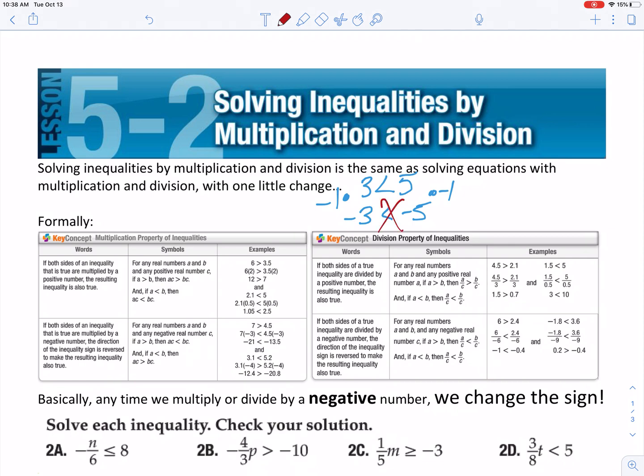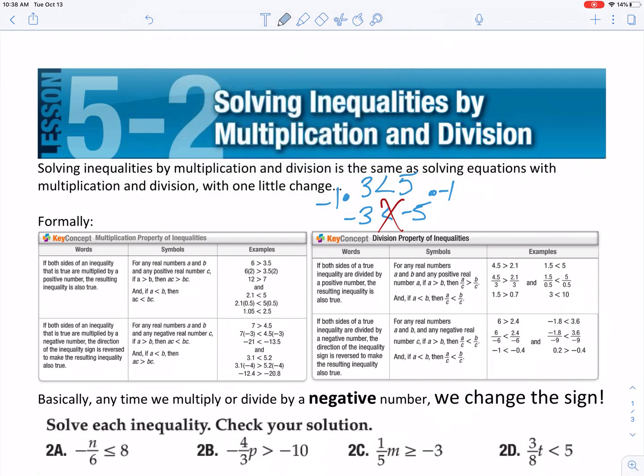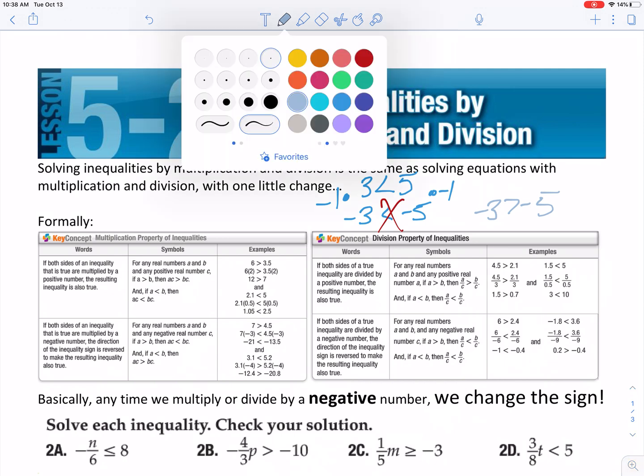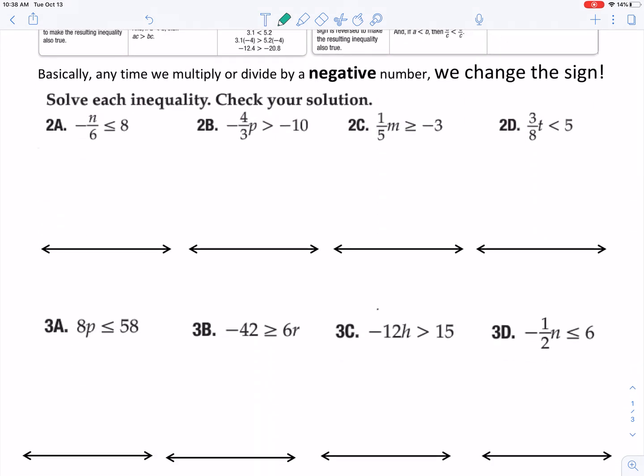So basically, here's what we learned today. It doesn't matter if you multiply or divide, but if you multiply or divide by a negative number, you're going to have to switch the sign in the middle. So my answer here, when I multiplied by that -1, should have been -3 is greater than -5. Now that is a true statement. So let's try a couple examples. Again, if you multiply or divide by a negative, change the sign. That's the rule for today.